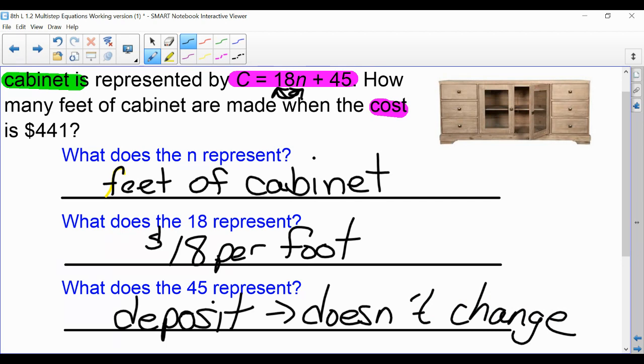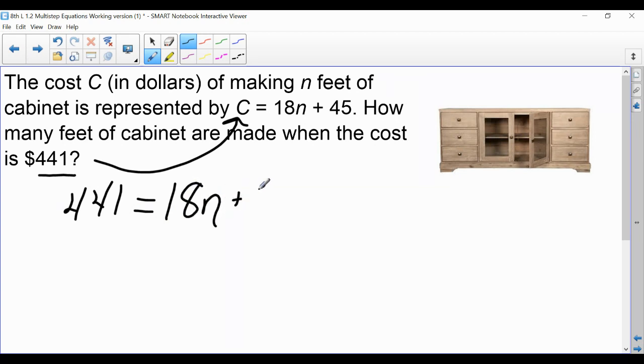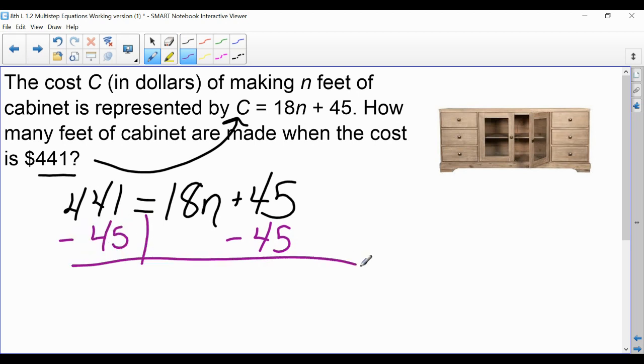So then we need to figure out how many feet, right? We don't know n, but we know C at this point. C is 441. So we can substitute that into our equation, 441, because the cost is now that. So it takes the place of that variable. And we just don't know the other variable. So again, we can do our two-step equation and add or subtract the constant first, just like our steps tell us.